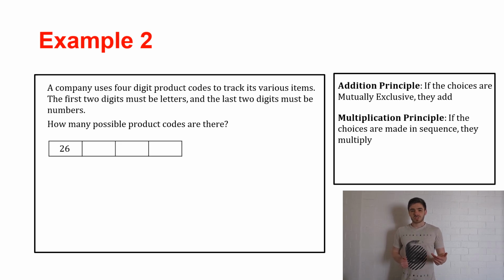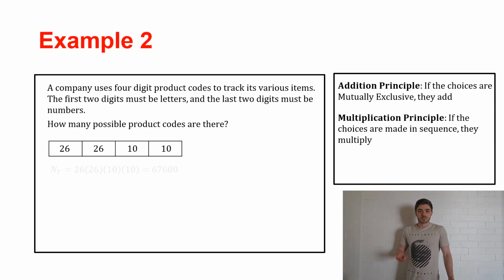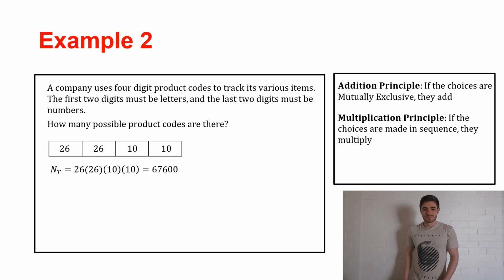There are 26 choices for the first digit and 26 choices for the second digit, since there's 26 letters in our alphabet. And there's going to be 10 choices for the third digit and 10 choices for the fourth digit, because again, we have 10 numbers from 0 to 9. All we do here is multiply them all together, because they're choices made in sequence, and we're just going to get a nasty big number.